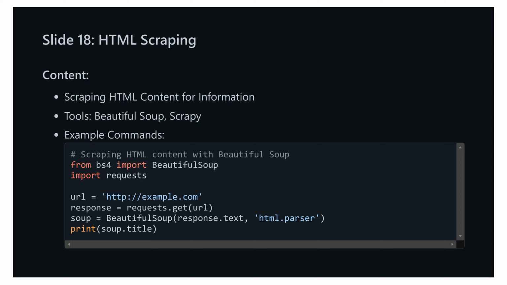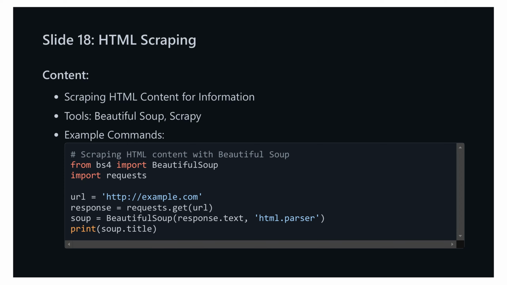On this slide, we're diving into HTML scraping. HTML scraping is a powerful technique used to extract information from web pages. This can be particularly useful for gathering data from sites where an API might not be available or when dynamic content is displayed on the web page. To perform HTML scraping, popular Python libraries like Beautiful Soup and Scrapy are commonly used. On the slide, we have a brief example demonstrating how to scrape HTML content using Beautiful Soup.